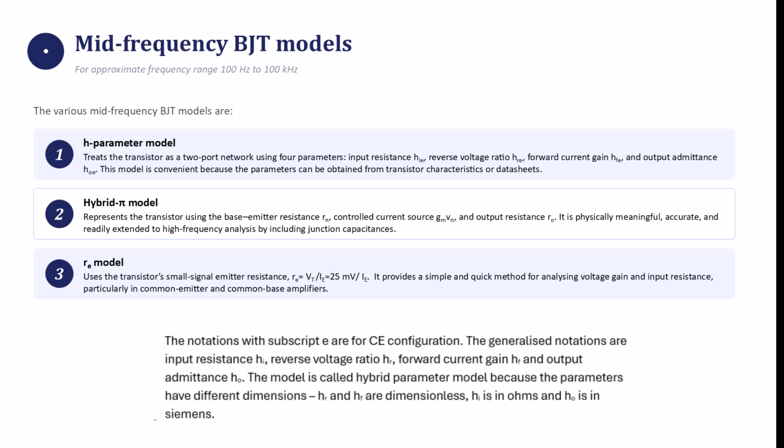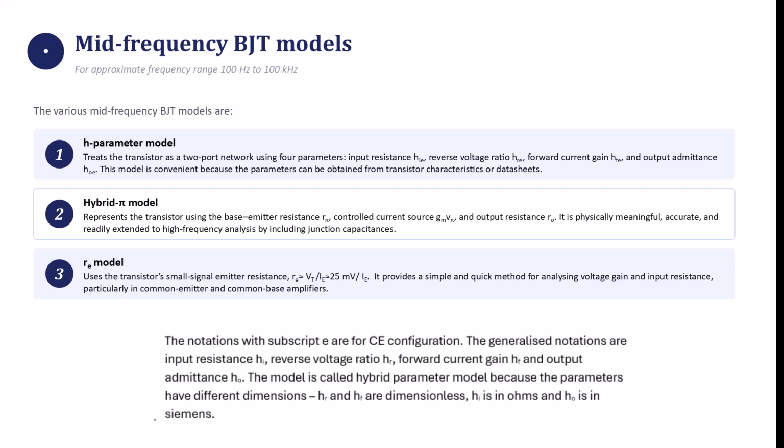The second is the hybrid pi model. It represents the transistor using the base to emitter resistance R-pi, a controlled current source gMV-pi, and an output resistance RO. It is physically meaningful, accurate, and can be readily extended to high-frequency analysis by including junction capacitances.